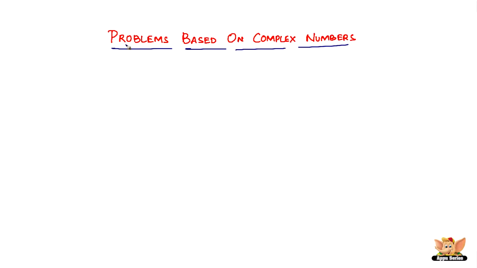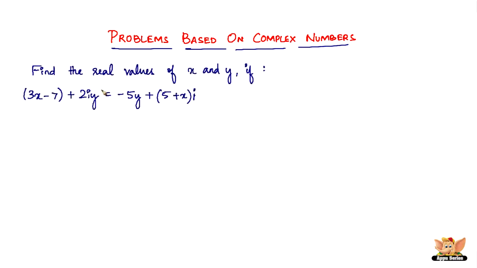In this video, let us continue to solve more problems based on complex numbers. Alright, here we've got the question. It says, find the real values of x and y if 3x minus 7 plus 2iy equals minus 5y plus 5 plus x times i. So this is based on equality of complex numbers.